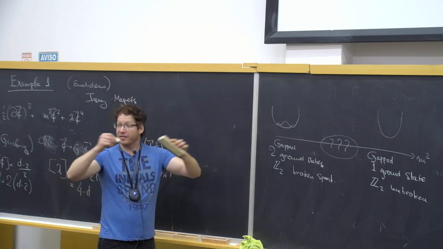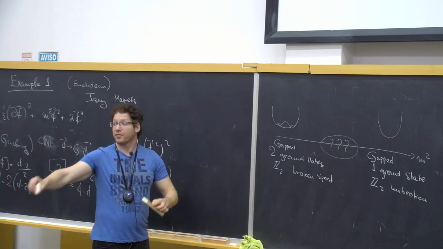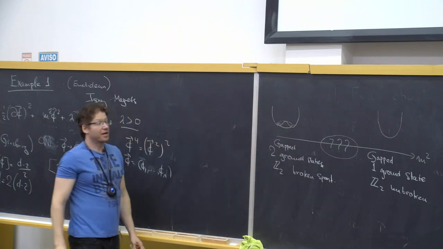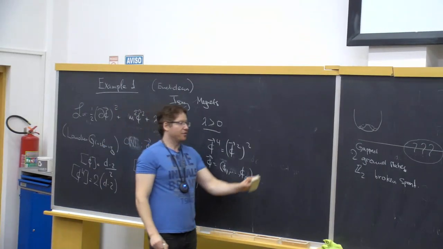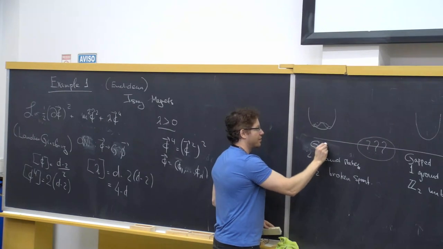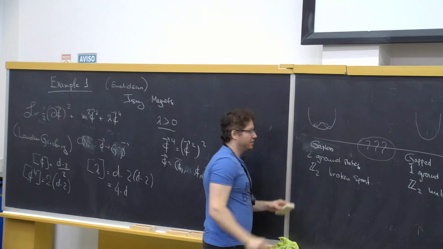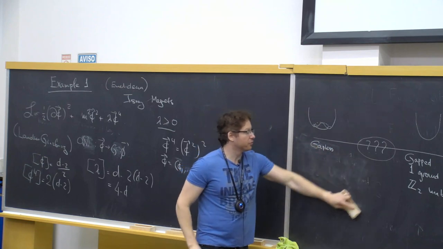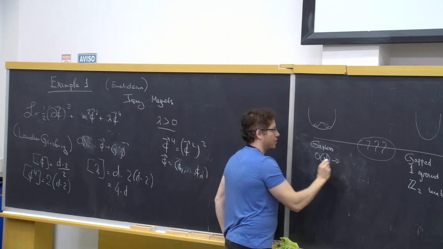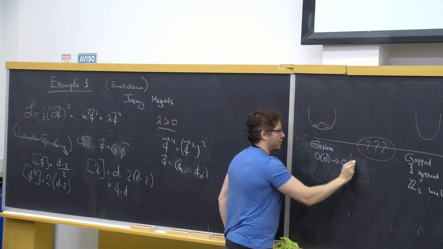Now, instead of two ground states, we have a continuum of ground states. So we encounter the Nambu-Goldstone phenomenon. Now there are gapless modes. So I fix the word gapped. It's gapless. And these are Goldstone bosons that correspond to the symmetry breaking of O(n) to O(n-1).